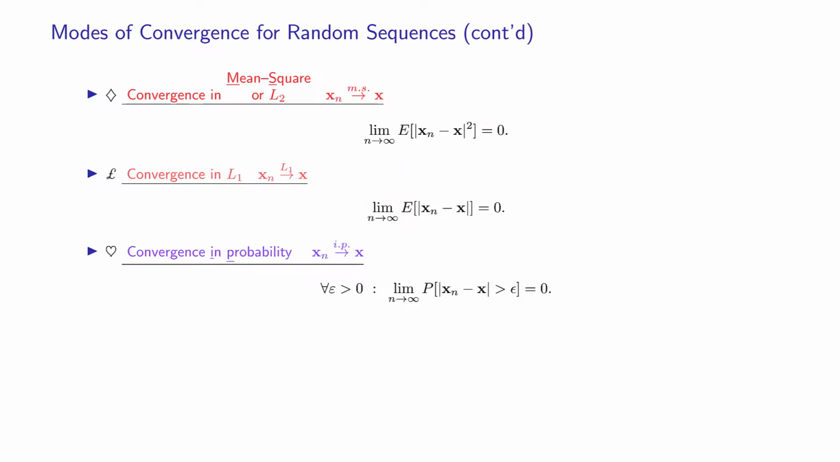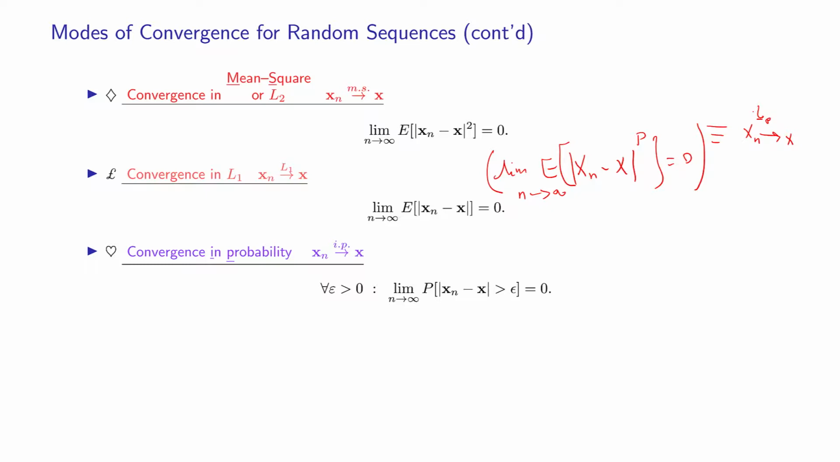Similarly, you could have convergence in L to the power p. If you say the expected value of |x of n minus x| to the power of p, if the limit of this when n goes to infinity is equal to 0, this means that x of n converges to x in Lp norm.